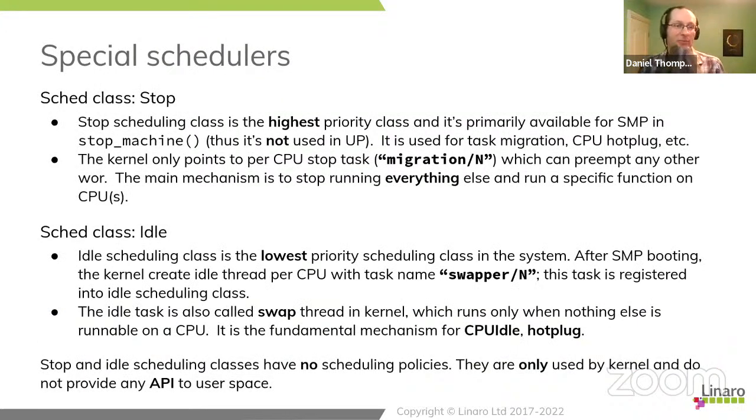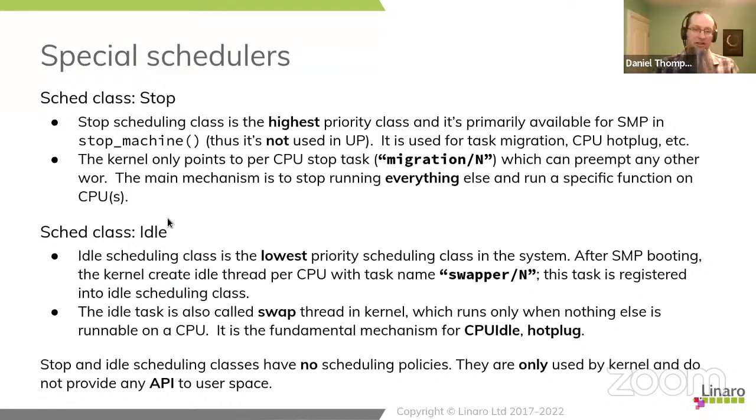I'm not going to talk very much about the special schedulers. So we have the stop scheduler. The stop scheduler appears in the task lists as tasks called migration divided by the CPU number. Like I say, it's largely used for task migration and CPU hot plug. But you only really see it because it appears as a task within the scheduler.